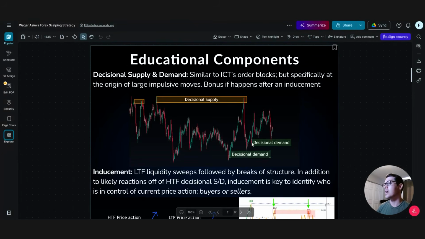These are going to be the higher probability supply and demand levels rather than ones along the way, which we've also used some of, like in Burns' and Doyle's models, those intermittent supply and demand levels. He likes to use just the ones at the start of these big impulsive moves. So that's what we'll be using to mark out potential high probability reversal areas.